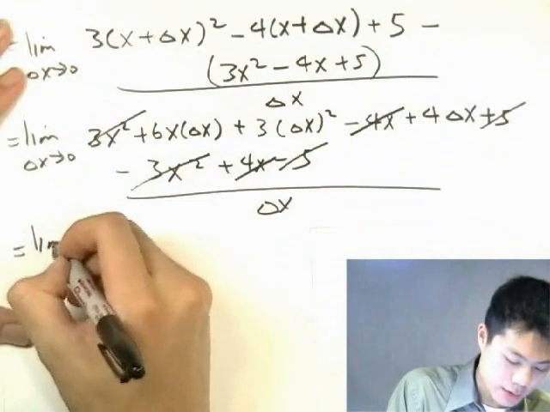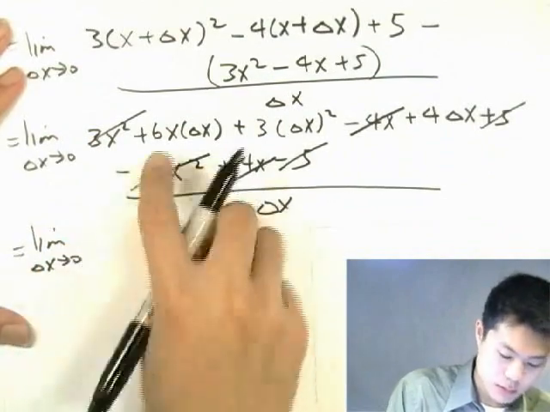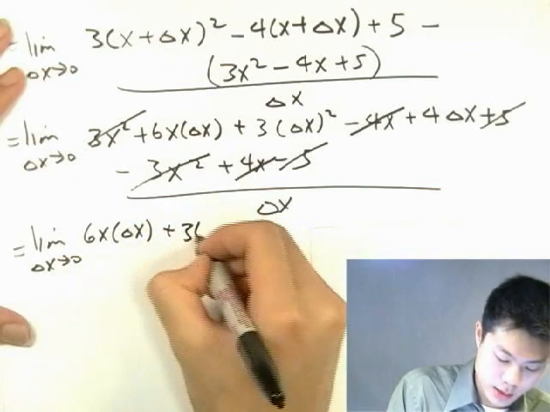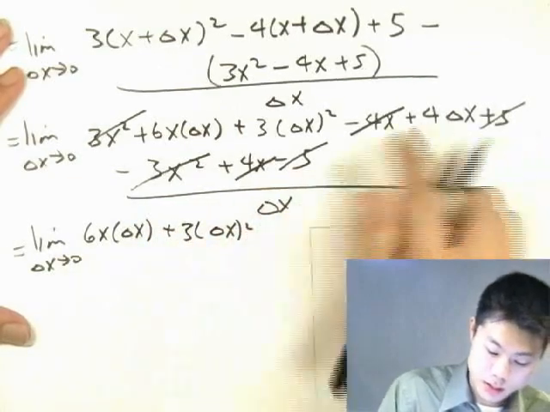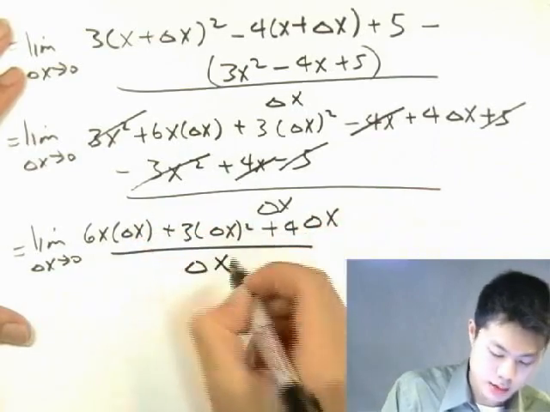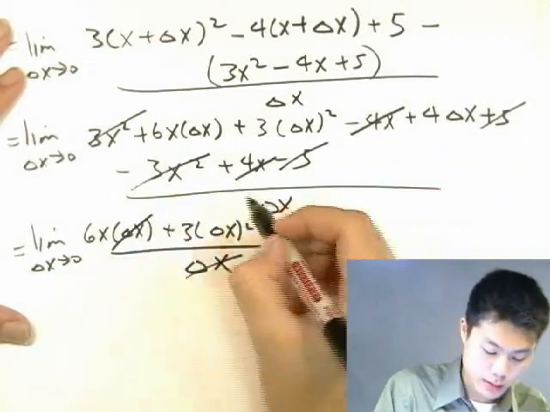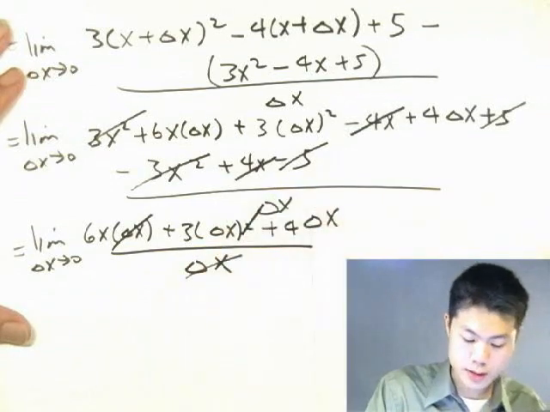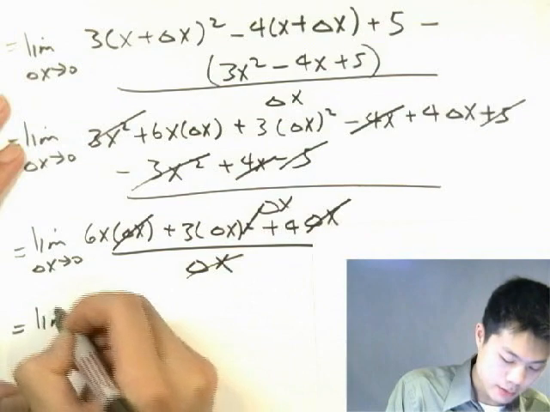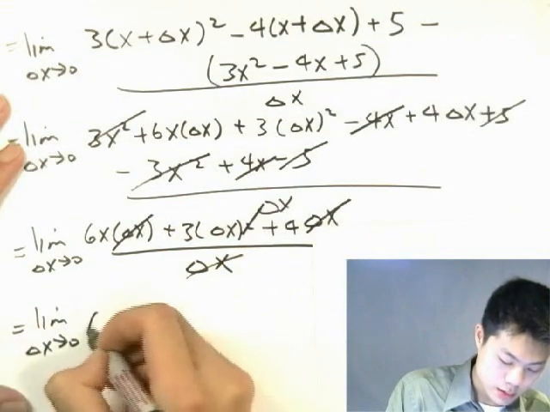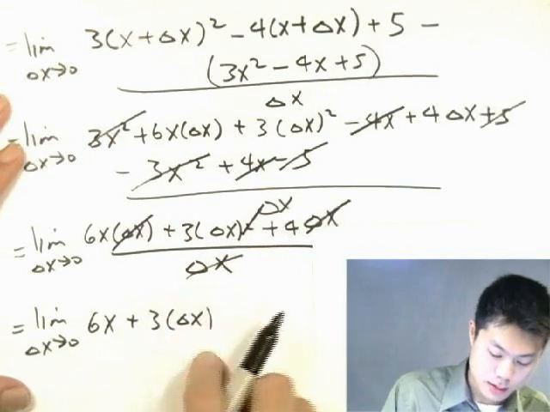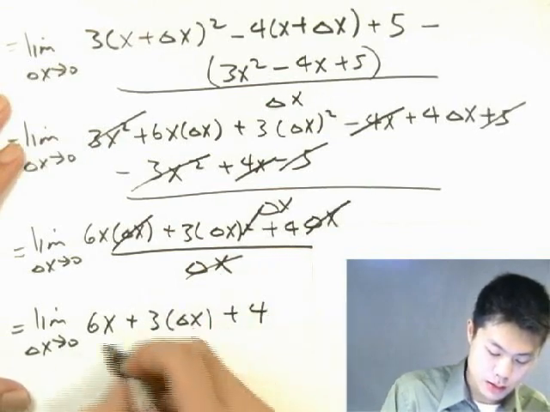So what we have left is 6x plus 3 delta x squared plus 4 delta x all over delta x. So this is going to cancel. The squared sign is going to cancel, and this can cancel. So what we have left is 6x plus 3 times delta x plus 4.